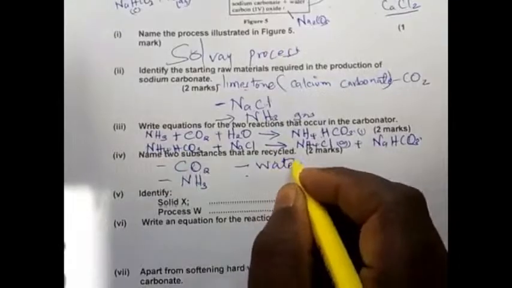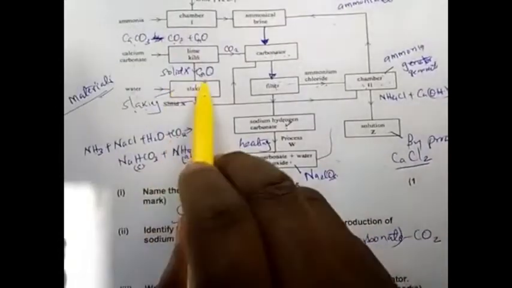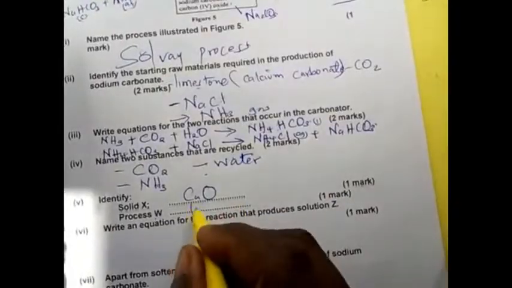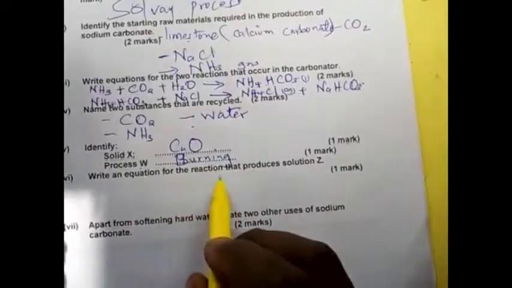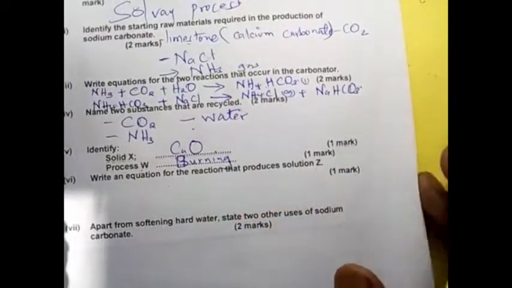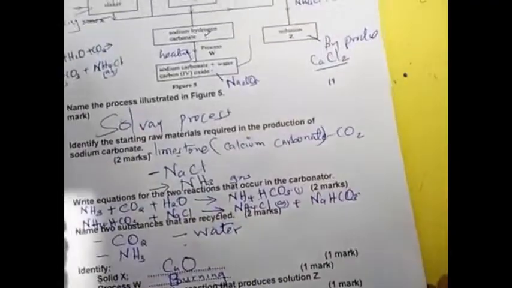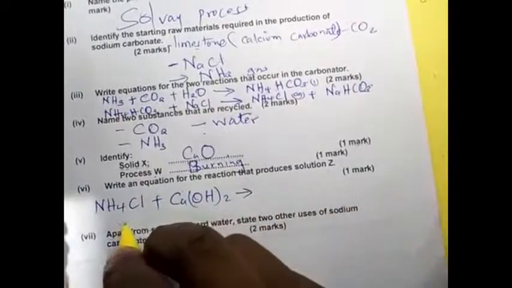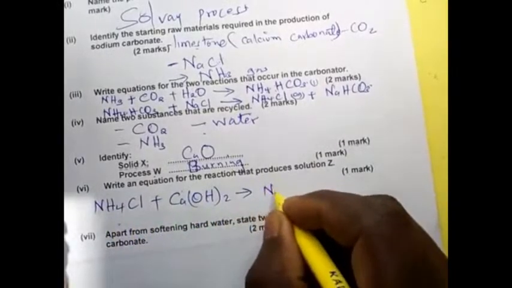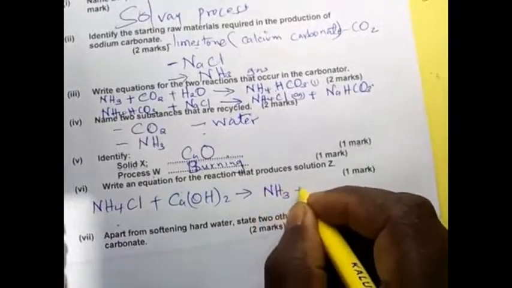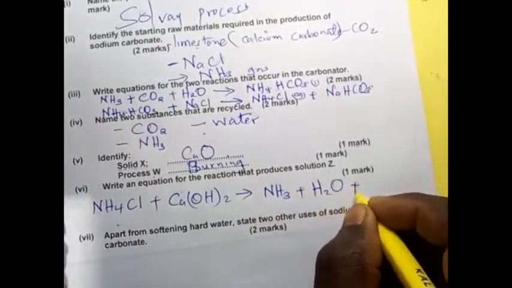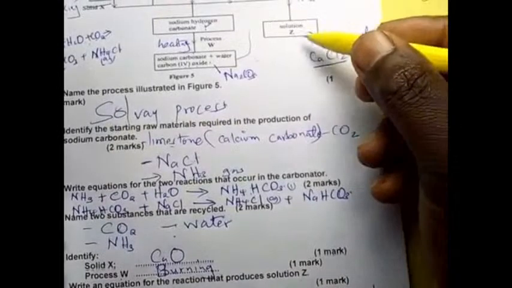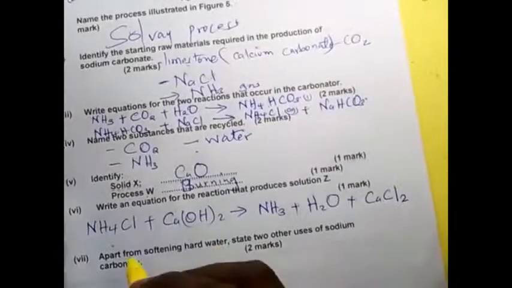Solid X is calcium oxide, from burning limestone. Write an equation for the reaction that occurs. Solution Z is calcium chloride. So the reaction forms ammonia gas, which is regenerated, plus water plus calcium chloride, which is now called solution Z.